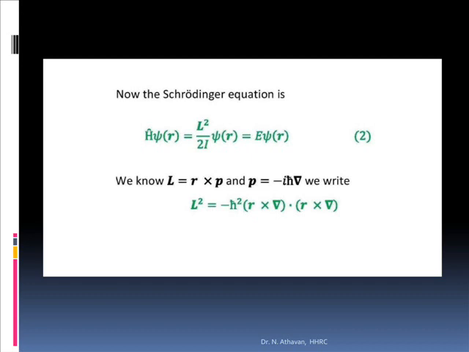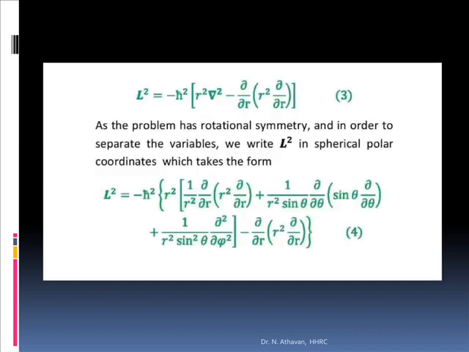We know from basic physics that the angular momentum L is equal to r cross p, where r is the position vector and p is the linear momentum. In quantum mechanics, the operator p can be written as minus i h cross del. Therefore, we write L square as minus h cross square, r cross del dot r cross del. That takes the form L square equals minus h cross square into r square del square minus dou by dou r of r square dou by dou r.